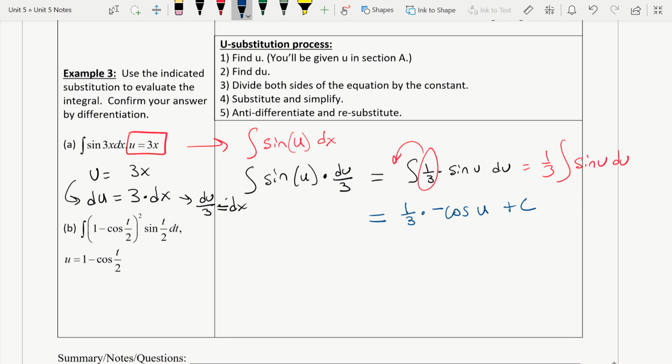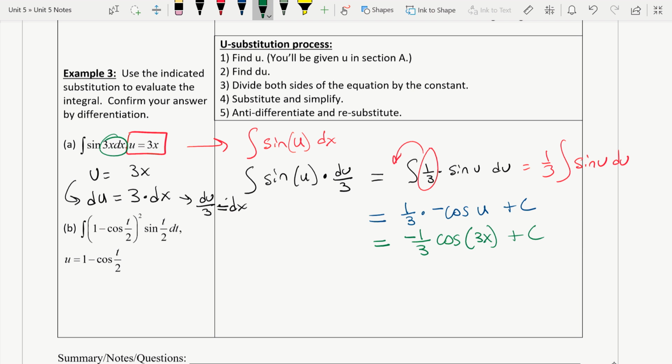Well, we're almost done. Don't box it. By convention, you should end in the variable that you started with. We started with x's. So to finish, let's resubstitute x's back in. So to close, we'll have negative a third cosine of 3x plus c.